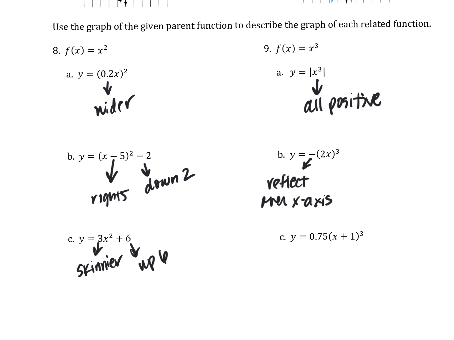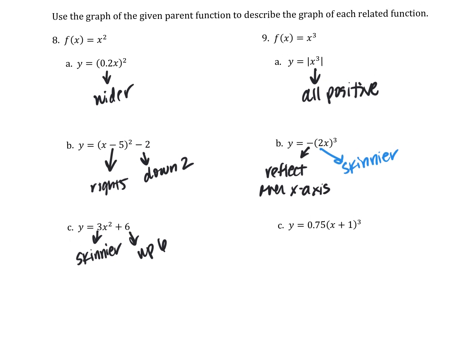What do you think the 2 is going to do of an x cubed graph? It's just going to make it skinnier. What if it was a 0.2? Wider. Very good, you guys. What about a 0.75? Wider. Yeah, because it's less than 1. So this 0.75 is going to make it wider. What about plus 1 that's in my parentheses? Nice, you guys. That's it.